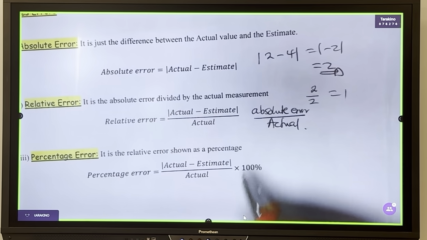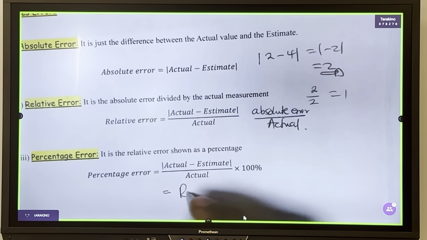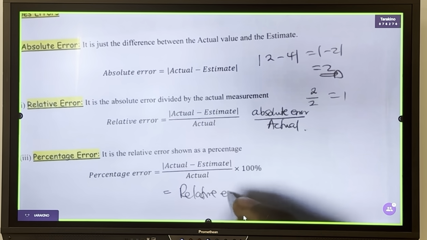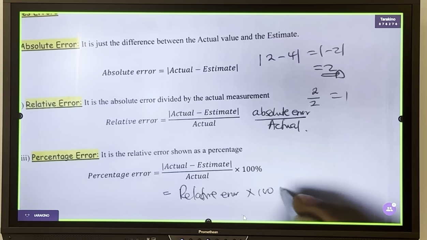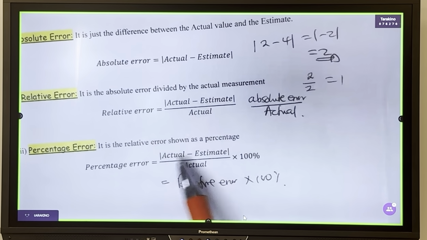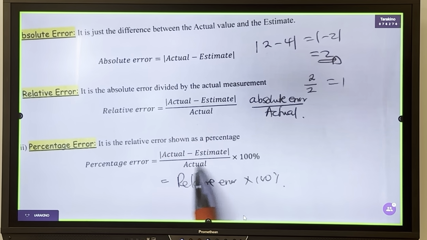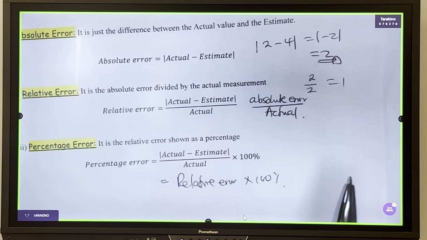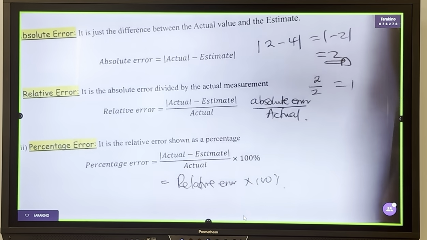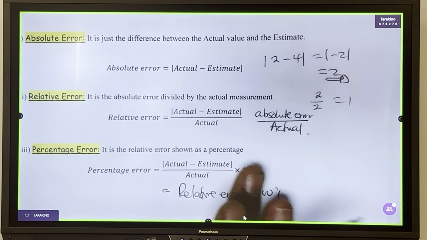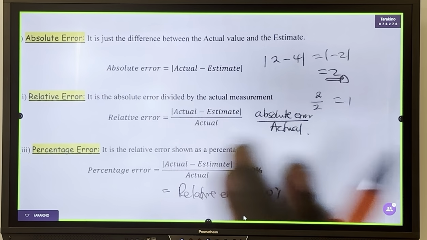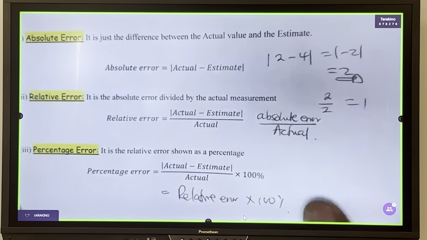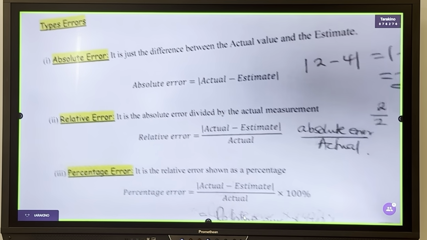So percentage error is simply relative error multiplied by 100%, where we are saying actual minus estimate, which is our absolute, divided by actual, then times 100. Then we get our percentage error, right? So guys, make sure you also know this, right? Always do justice to yourself and remember that, right?